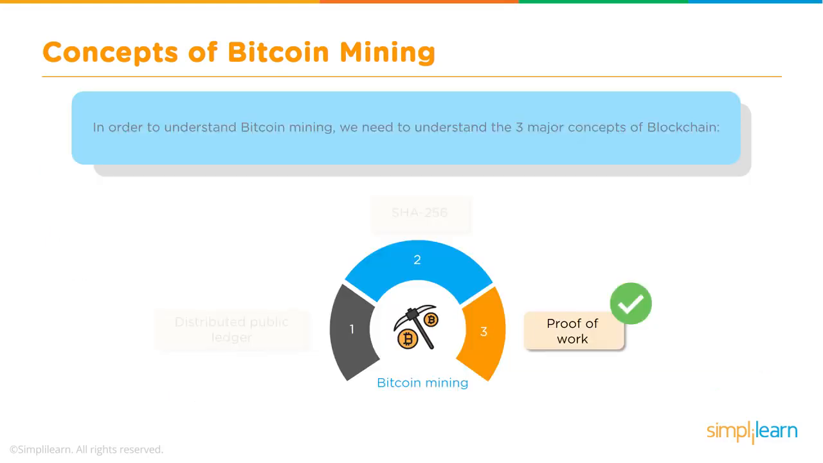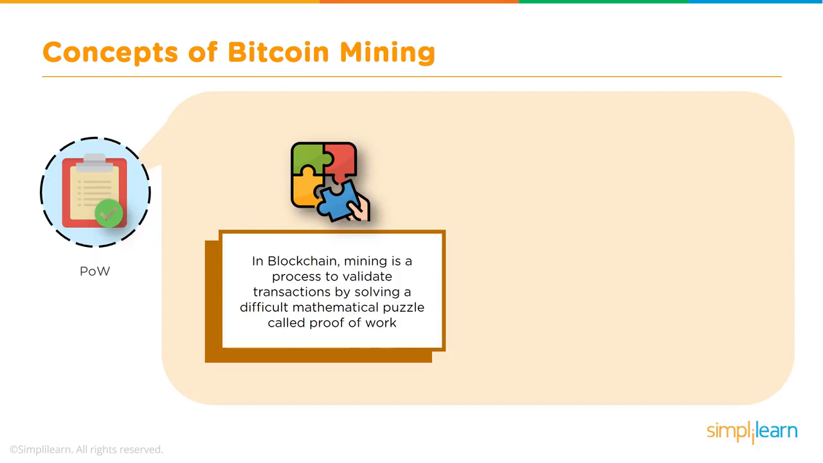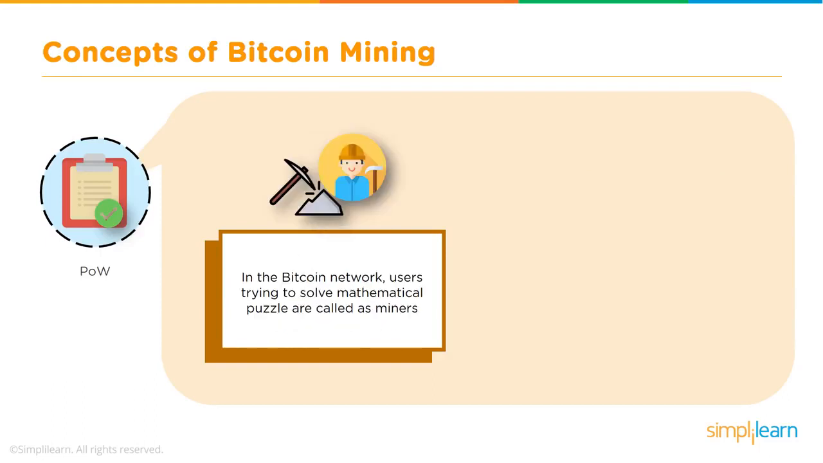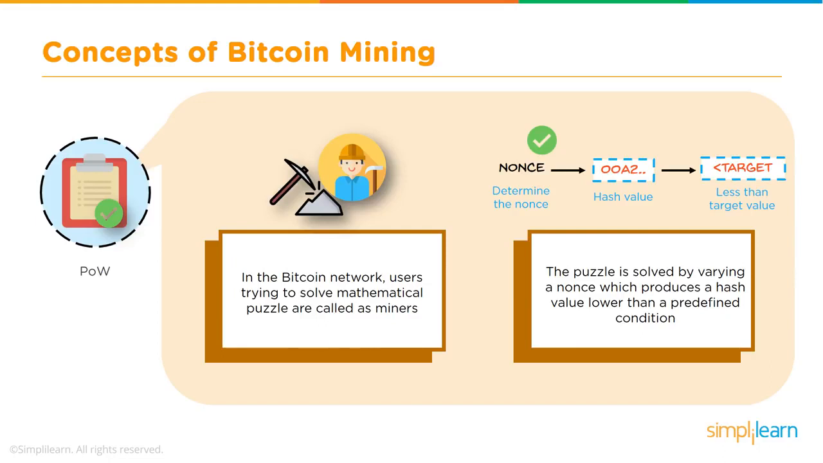And third is the proof of work. In blockchain, mining is a process to validate transactions by solving a difficult mathematical puzzle called proof of work. In order to do that, the primary objective of the miner is to determine the nonce value, and that nonce value is the mathematical puzzle that miners need to solve in order to generate a hash which is less than the target defined by the network for a particular block. In the Bitcoin network, users trying to solve the mathematical puzzle are called miners. The puzzle is solved by varying a nonce which produces a hash value lower than a predefined condition, which is called the target.